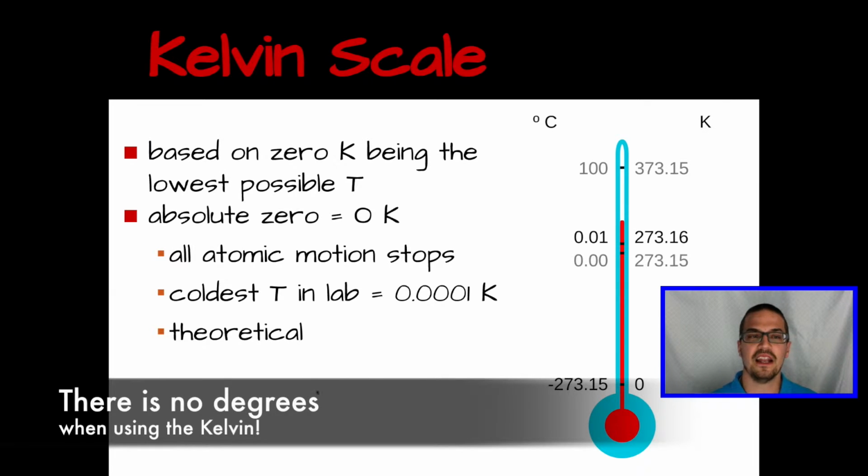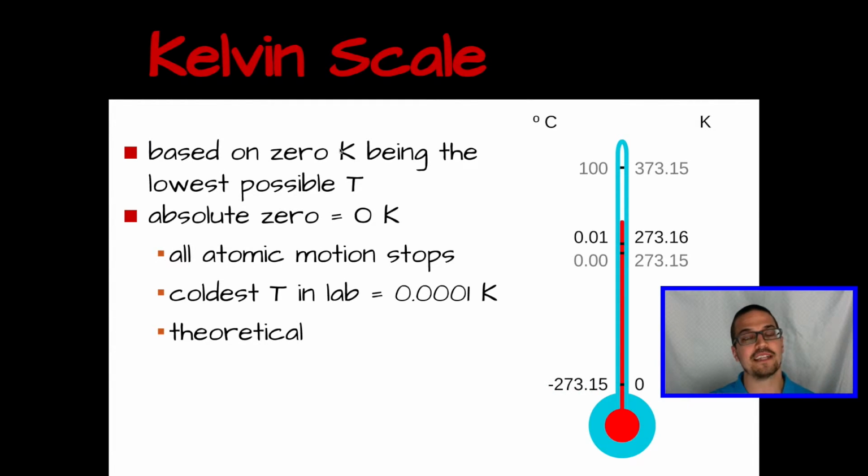Basically, it's based on 0 Kelvin being the lowest possible temperature. So the great thing about Kelvin scale is it completely gets rid of any negative numbers. It says that 0 is the coldest that you can possibly be. Now they base this coldness off of all atomic motion stopping. So if a temperature is based off how fast the atoms are moving around and bumping into each other, if you go to 0, technically speaking, all those atoms would stop moving.